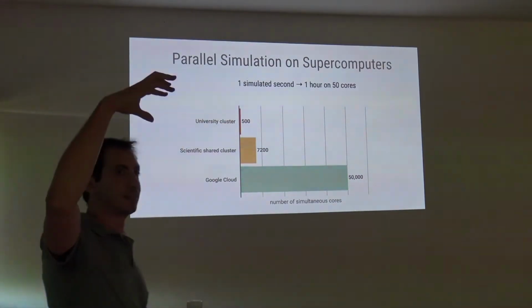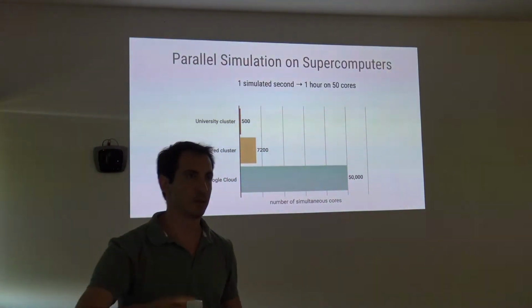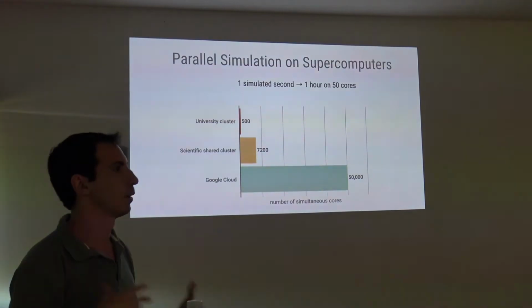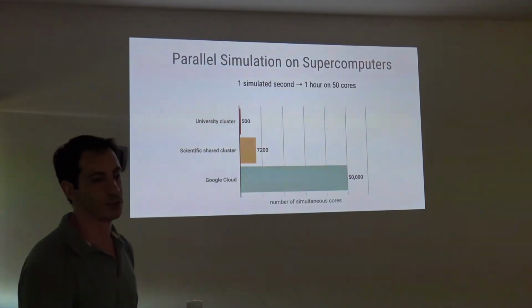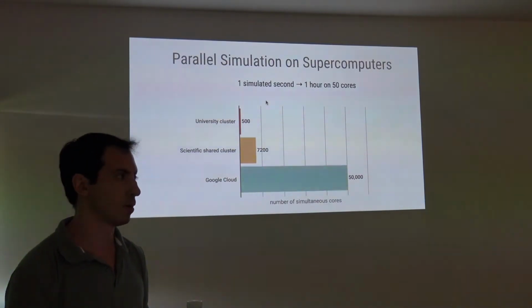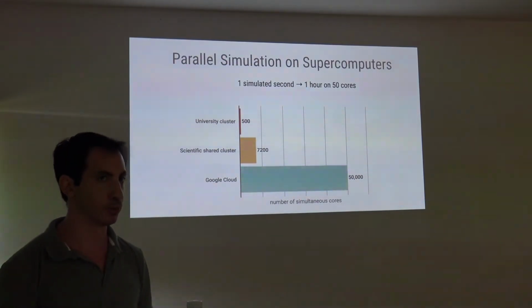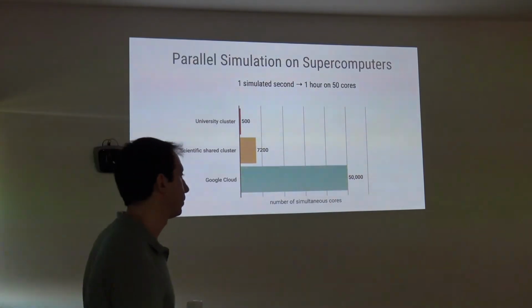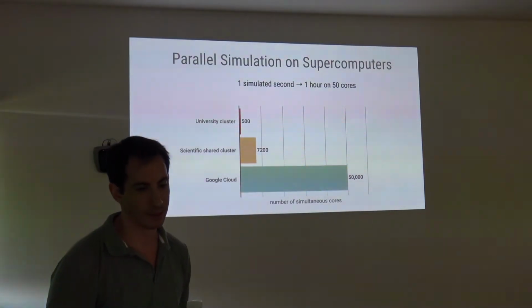Okay, so to simulate this model, which has 10,000 neurons, some of them very detailed, of course you require a lot of computational power. So one simulated second of the model required about 1 hour on 50 cores of the supercomputer. That's the whole 10,000 neurons with 30 million synapses.